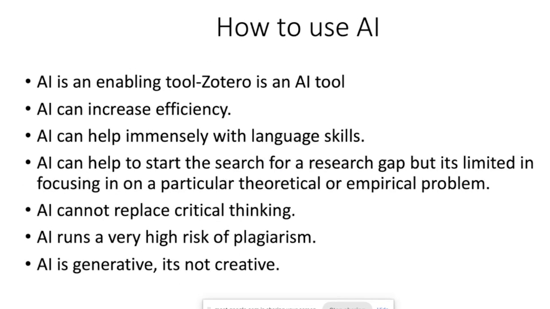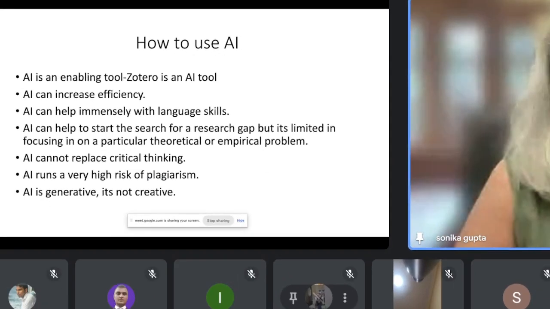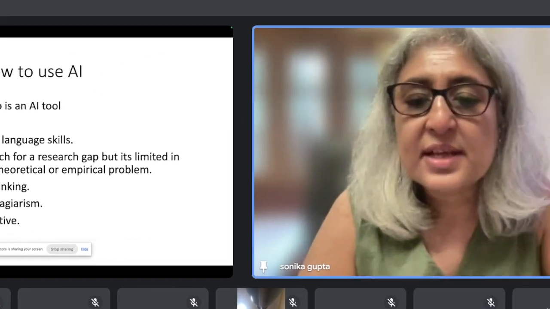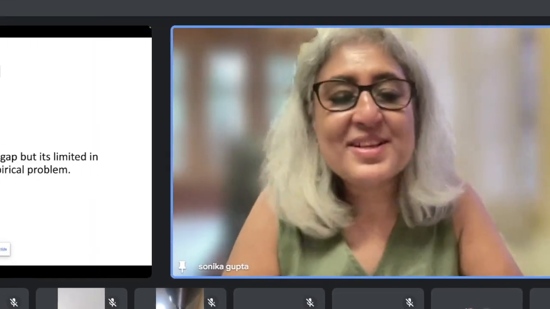So don't bank just on that. If you do that, you will run into trouble because you will be reproducing something that is not sufficiently familiar with your own field. You'll produce a research gap, which might not be a research gap. You might think it is, but it's not. And AI definitely cannot replace critical thinking.